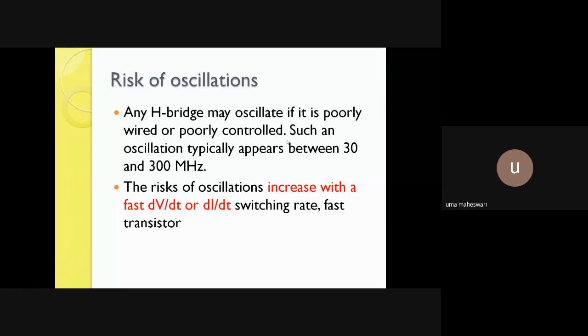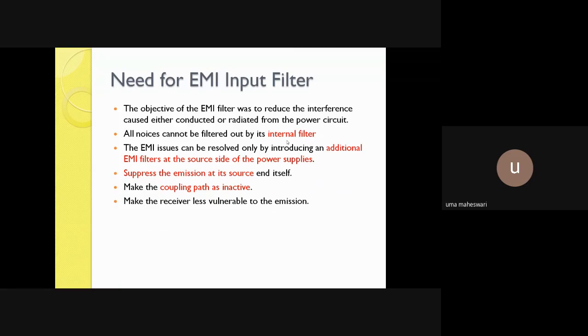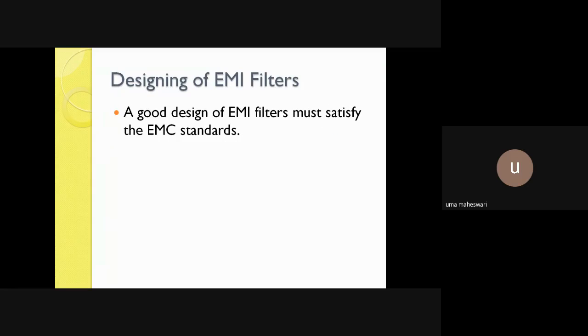The risk of oscillations increases with the dV/dt and di/dt in the switching rate, so oscillations have to be taken care of. Next, the need for an EMI input filter. So far we saw the PCB level filters, that is, the PCB level design strategies. Anyway, we need some external filters to safeguard the product. After the internal filter, external filters are also a necessity. They suppress the emissions, make the coupling path inactive, and make the receiver less vulnerable to the emission. The main thing is that a good design of the EMI filter must satisfy the EMC standards.